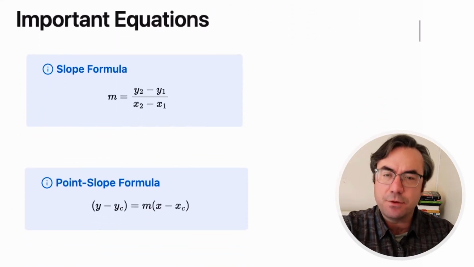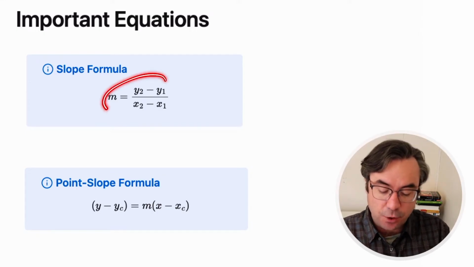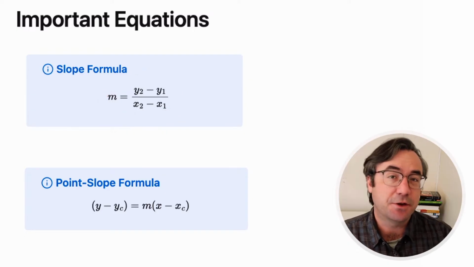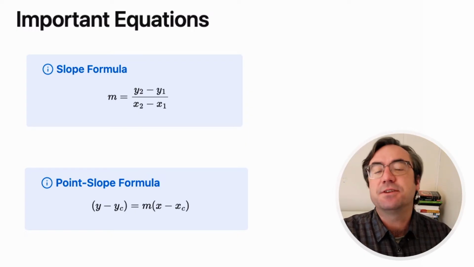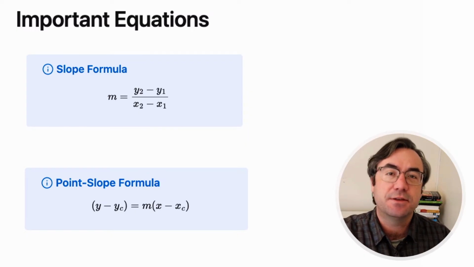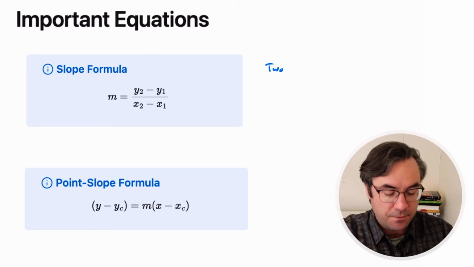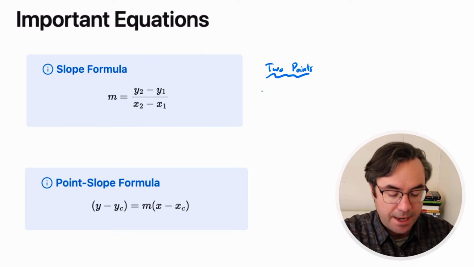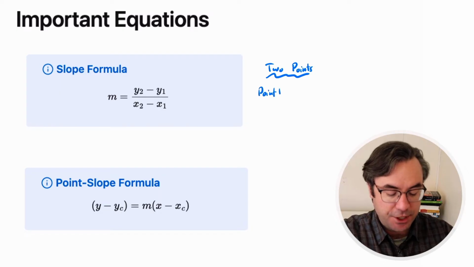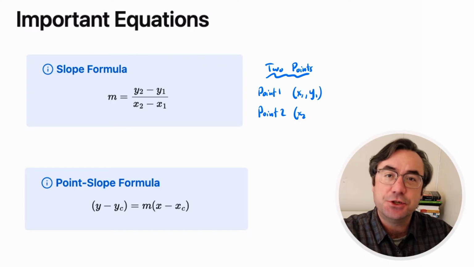And we have a few important equations that we're going to start to look at. So we have a slope formula that tells us how to calculate the slope of a line. For this formula, we need 2 pieces of information: 2 points that we know sit on our line. In the notation here, point 1 we could call x1 comma y1, and point 2 is x2 comma y2.